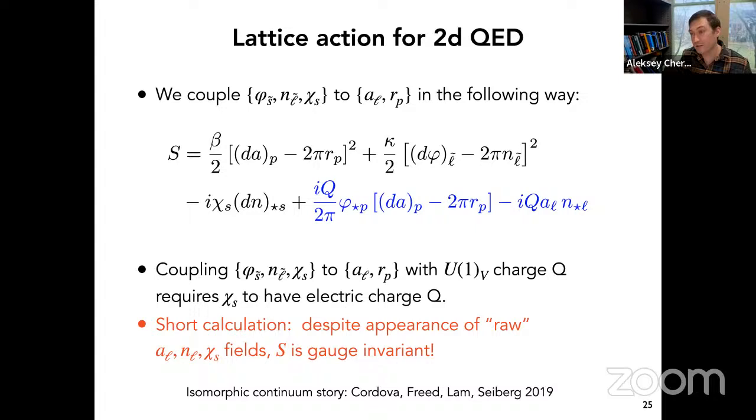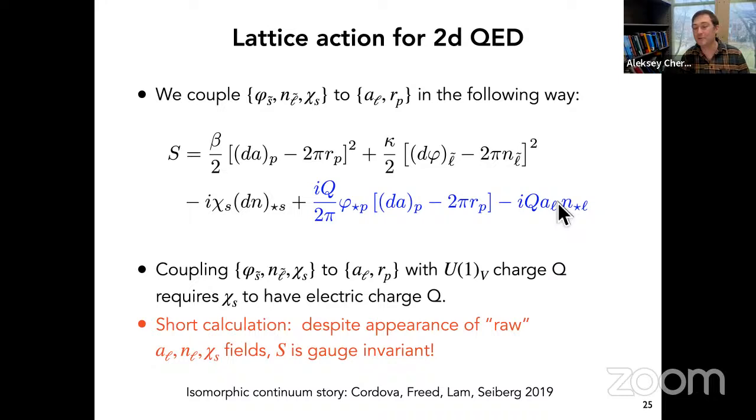This is a lattice version of a continuum story that was worked out in a paper around 2019 by Cordova, Fried, Lam, and Seiberg, where they discussed the fact that the standard axion coupling between a compact boson and a U(1) gauge field is not treated correctly in most of the literature. And if you get it right, you basically get the continuum version of these three terms.